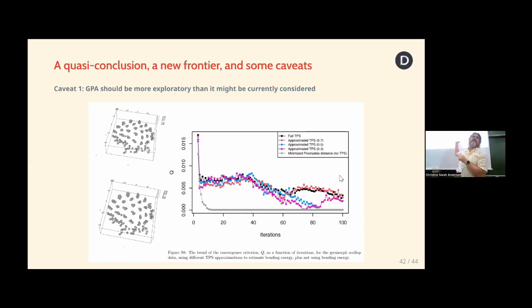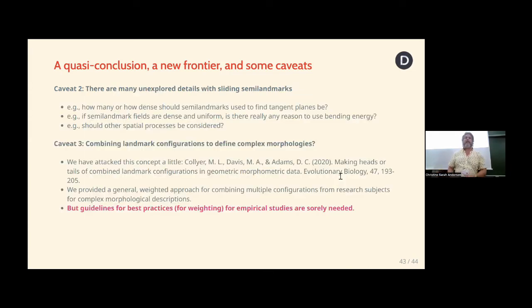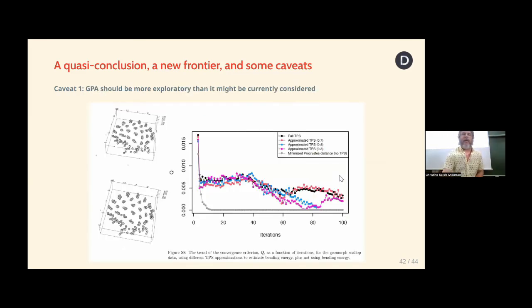Doing things like this kind of exploratory analysis with your data, maybe not a bad thing, but I really think there's also a need to think about the spatial processes that should be used when we're talking about covariance of semi-landmarks. So that's caveat number one. GPA should be more exploratory.